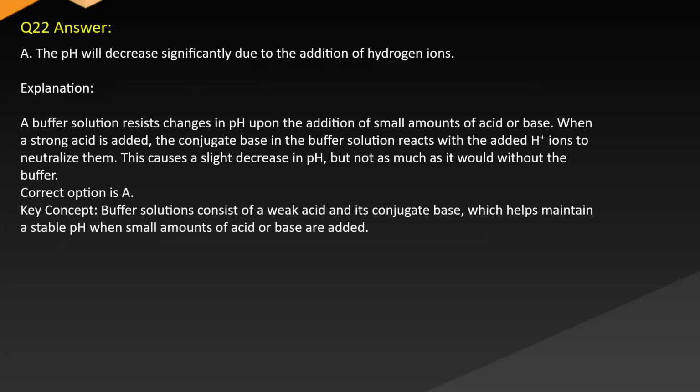Answer A. The pH will decrease significantly due to the addition of hydrogen ions. Explanation. A buffer solution resists changes in pH on the addition of small amounts of acid or base. When a strong acid is added, the conjugate base in the buffer solution reacts with the added H+ ions to neutralize them. This causes a slight decrease in pH, but not as much as it would without the buffer. Correct option is A. Key concept. A buffer solution consists of a weak acid and its conjugate base, which helps maintain stable pH when small amounts of acid or base are added.